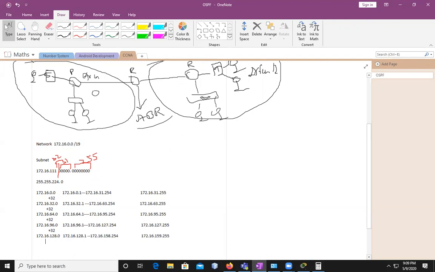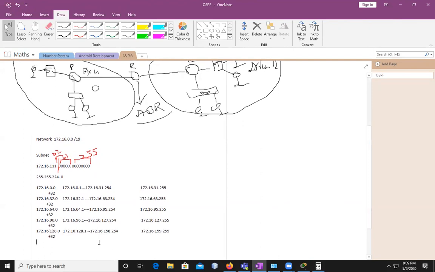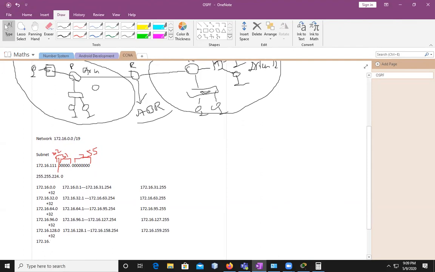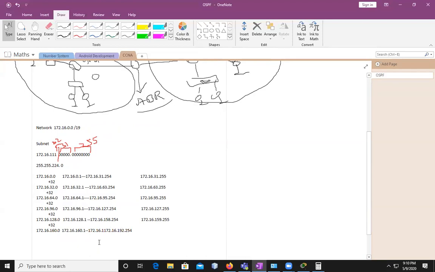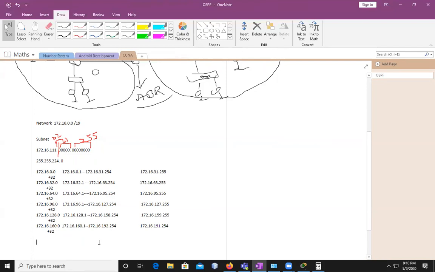Then again plus 32. 128 plus 32 is 160. 160 plus 31 gives 191, so the broadcast is 191.255. The range will be 172.16.160.1 up to 172.16.191.254.